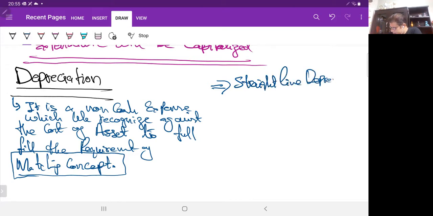Depreciation method, mostly we deal with them. And number three is reducing balance method. Second method, right?